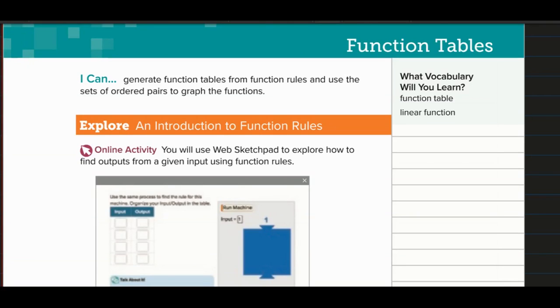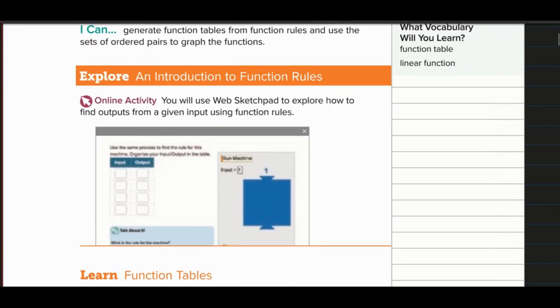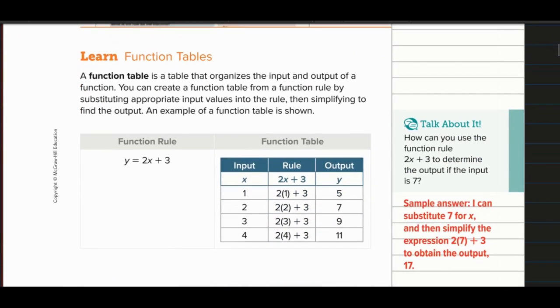All right, today we're going to talk about how I can generate function tables from function rules and use the sets of ordered pairs to graph the functions. So let's look and see what a function table is. A function table organizes the input and the output of a function.